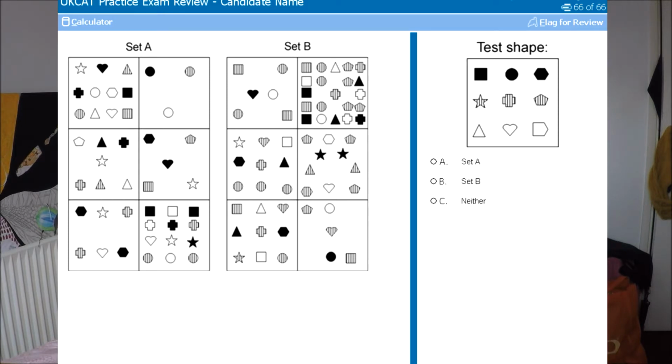Then you're given test questions and asked if they belong to set A, B, or neither. The tips I would give for this one is, as soon as you get onto the section, take your whiteboard and write down the SCANS.